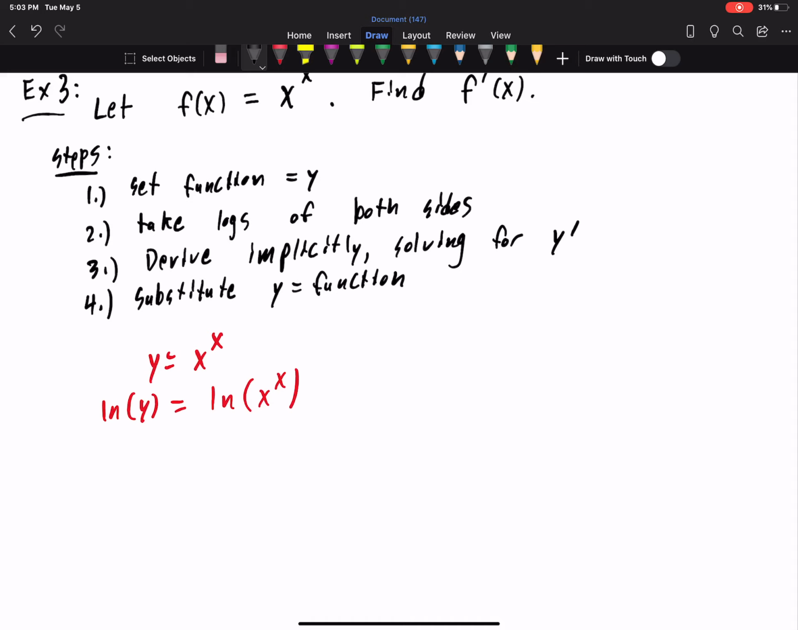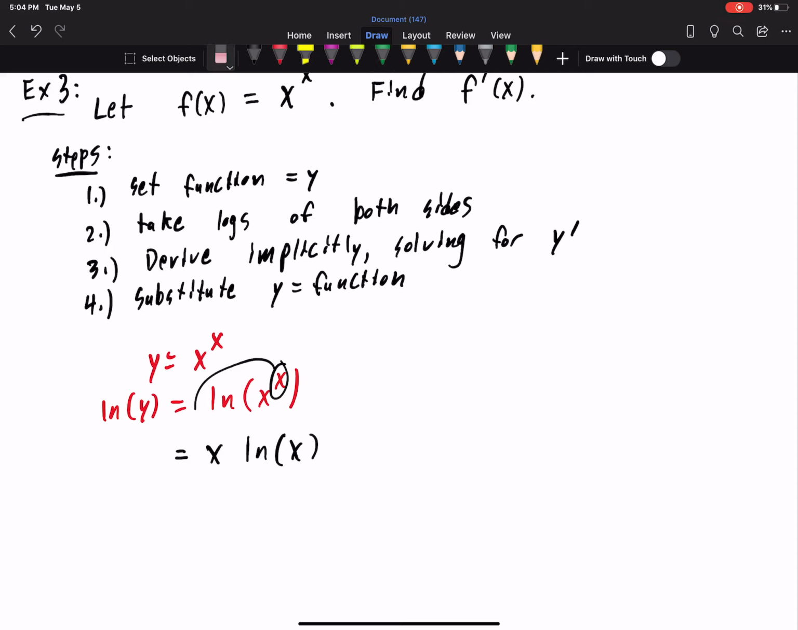So then this x gets moved down to the front. So you have x natural log of x. All right, so this problem differs from the previous problem because instead of having a natural log of a number, we have a natural log of a variable here. So when we derive the right-hand side, we're going to have to use the product rule. No big deal, because neither of these functions are terribly difficult to derive.